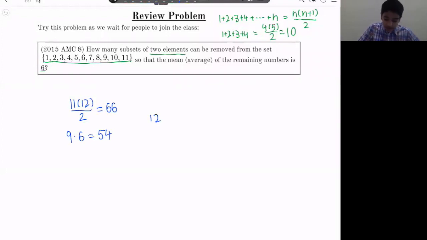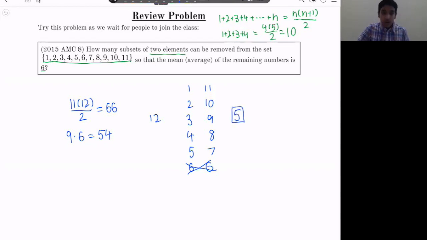So how many ways can we do this? We could have 1 and 11, 2 and 10, 3 and 9, 4 and 8, 5 and 7, and that's it. If you have 6 and 6, that's not allowed because we have to have subsets, and if you have 2 of the same element, it's not a subset. Similarly, if you reverse it, 7, 5, it's not a new subset since a subset is unordered. So the order does not matter in a subset. As you can see, there are only 5 possibilities. Any questions?